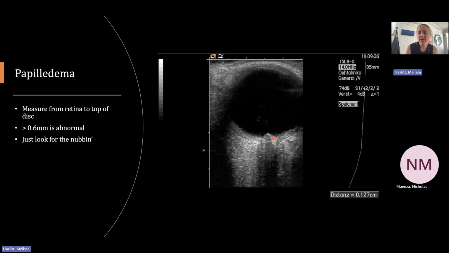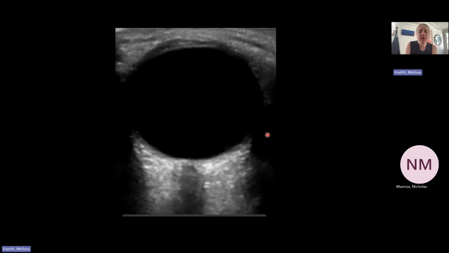When you look at a bunch of these eyes, you're not really seeing anything where the optic disc is. But if you were to measure it, you'd measure from the retina to the top of the disc, and anything greater than 0.6 millimeters is abnormal. But again, those are really small numbers to be measuring. So I'm really looking to see if I see anything at all.